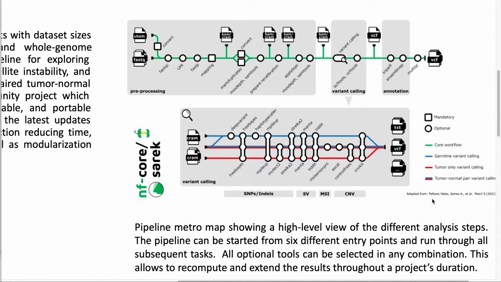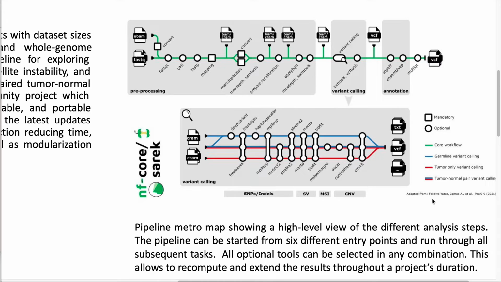It consists of three big blocks, mainly the pre-processing based on GATK best practices, variant calling with various different tools for SNP indel, structure variant, microsatellite instability and copy number calling, and annotation. And then last but not least, a bunch of quality control tools are run throughout the pipeline and collected in a MultiQC report at the very end.